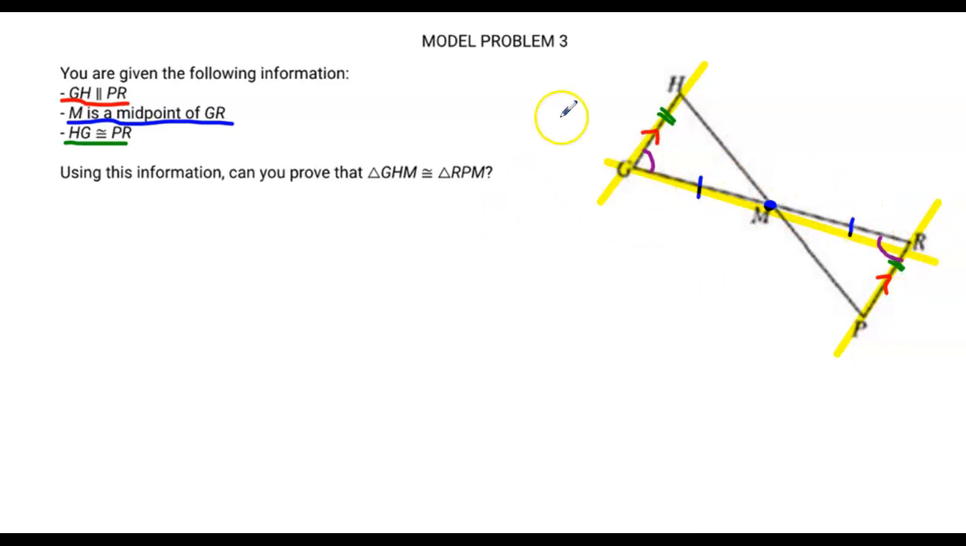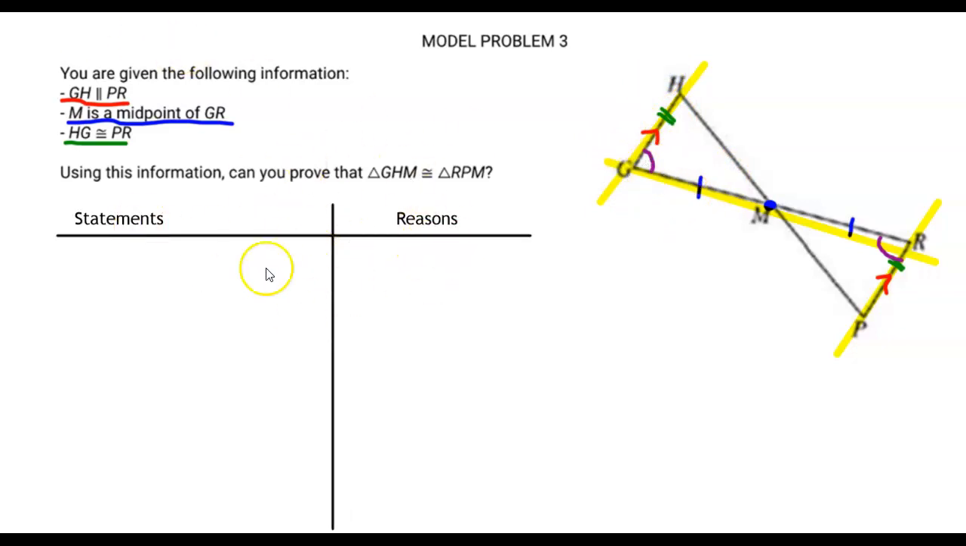Now that we have all of this information assembled, we can definitely prove that triangle GHM is congruent to triangle RPM, and our planning process says that we have a side, an angle, and a side. In other words, two sides and the angle that's in between them. Let's take a look at what the proof looks like. Creating a proof, you should remember to make that T-chart, the statements and reasons chart.